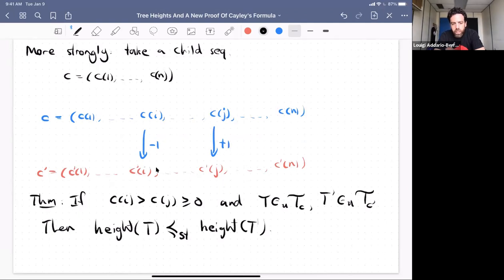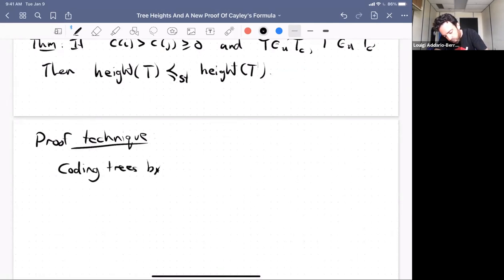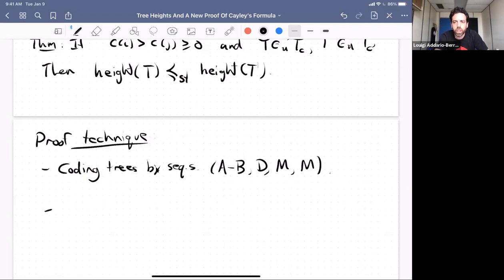The key proof technique is a new, so I said a new proof of Cayley's formula, but that technique, that proof, which I'll show you in a picture, really specializes to give a tool for coding trees by sequences. Okay, and so that's the work that's with, I said on the title slide, with Serta and Michael Mazoun and James Martin.